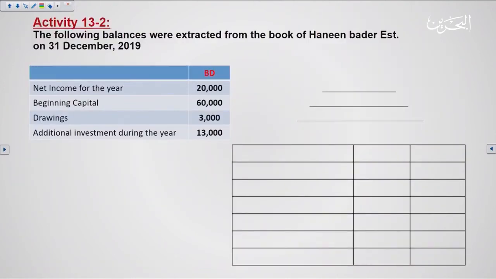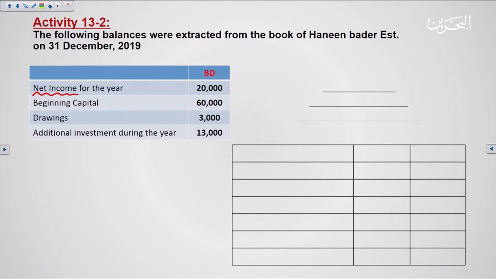Moving on to activity 2. This is a very easy activity. It has a different idea because we don't have to start with the income statement. They already give us the net income amount here. So we will start directly with the statement of owner's equity.